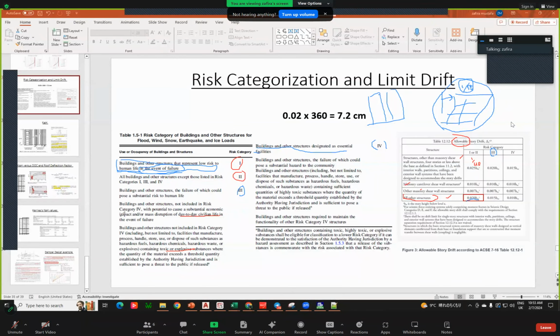For category 3, it said impact and mass destruction due to civil lives. Impact, disruption, day-to-day civilian life. Maybe this is a very dangerous building. So this is category 4, right? Yes, this is category 4. How about category 3? This says not including this category 4. This is category 3, sensei. This is category 3 and this is category 4. It said here not including risk category 4.